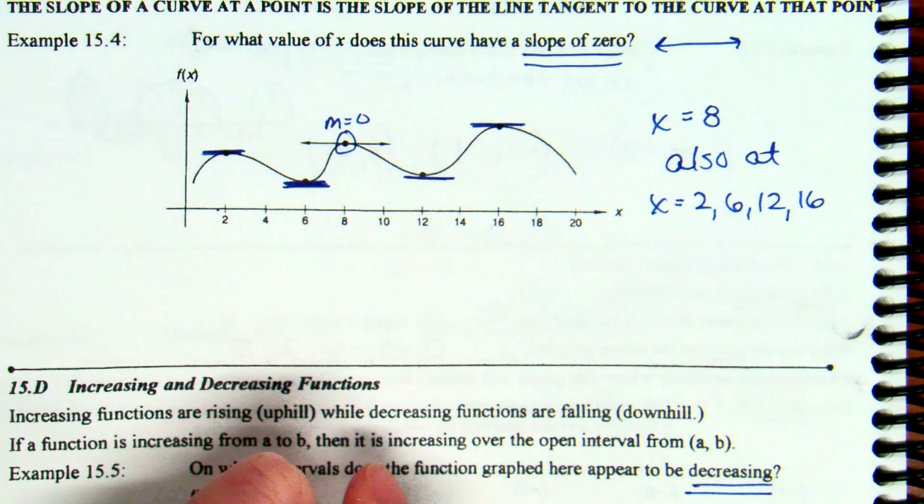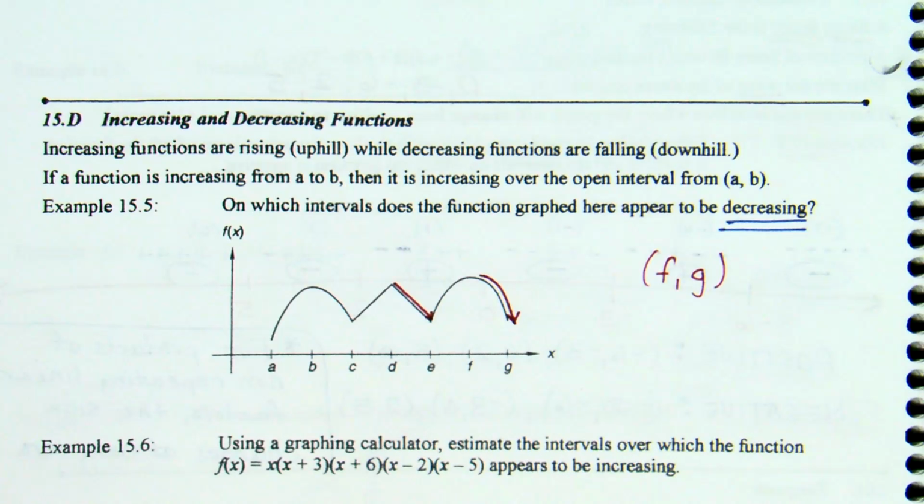F to what? Okay. Do you guys agree with her? That from F to G? I was drawing arrows there to show the visual decreasing. So from F to G, from D to E, and B to C.